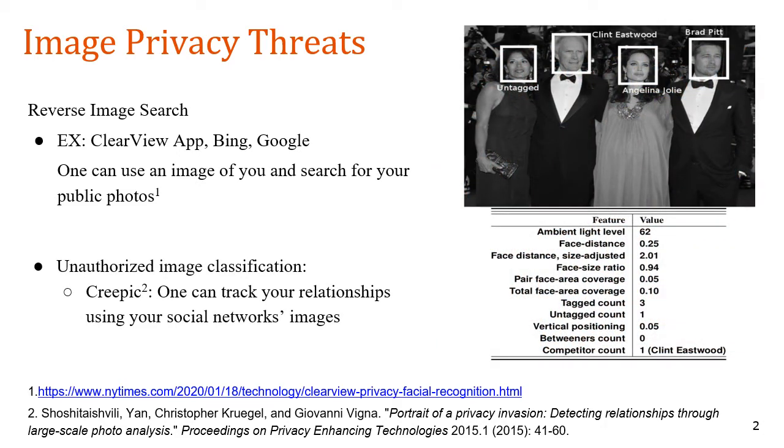The other image privacy threat we can mention is unauthorized image classification. Recently, a framework has been proposed which is called k-RTIO. This framework uses face recognition and face detection models to track your relationships using your social network images.